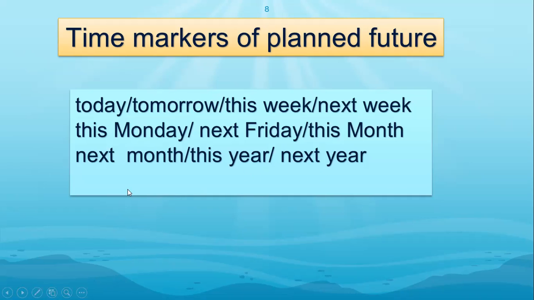You will have to write them down: today, tomorrow, this week, next week, this Monday, next Friday, this month, next month, this year, next year. So these and similar things are the time markers of planned future. Now tell me something that you do with one of these time markers.